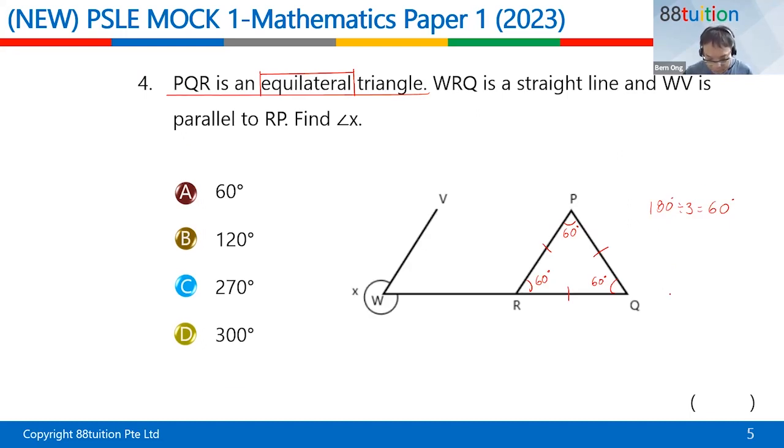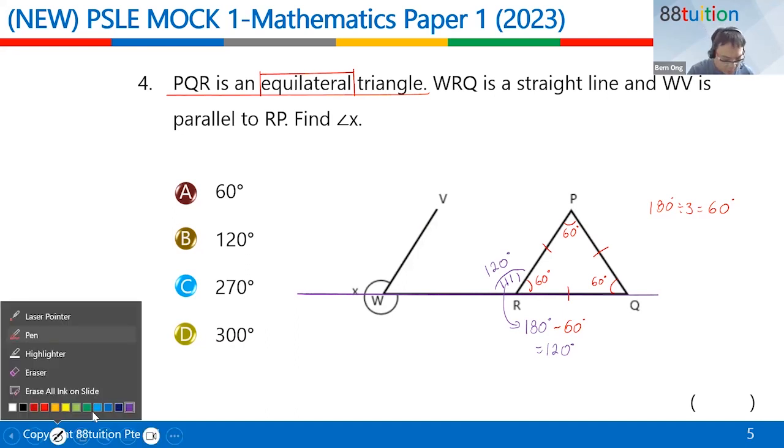WRQ is a straight line. Do you know why they tell you it's a straight line? They tell you so that you can go and find this portion here. So how do you find purple? Because it's a straight line, 180 minus 60 will give you 120. That's the reason why they tell you it's a straight line, so that you can use 180 minus 60. Then after that, what happened? Do you read? The question says what?